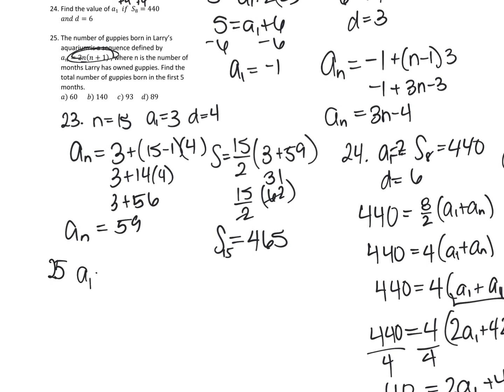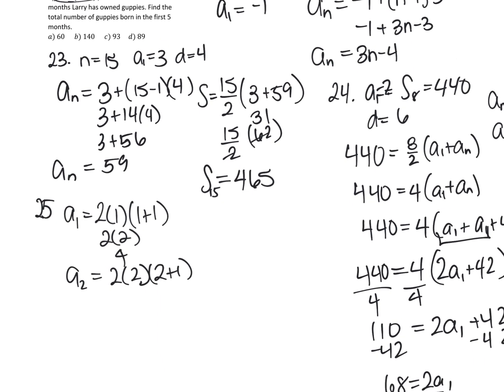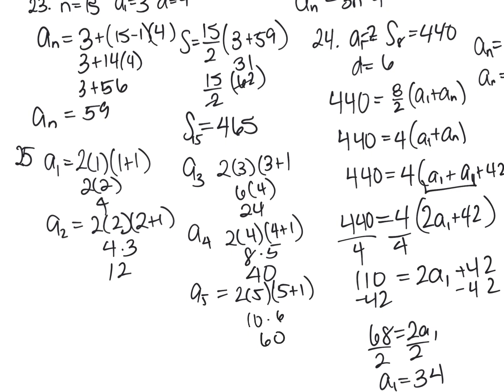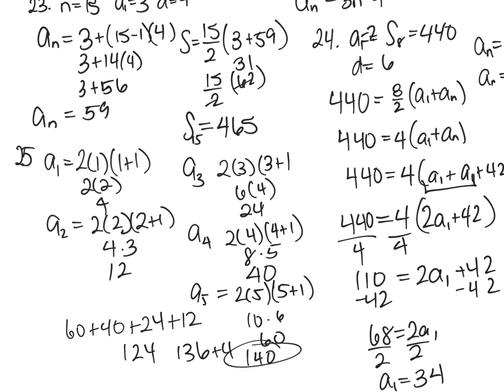So A1 is 2 times 1 times 1 plus 1, and that's 2 times 2, which is 4. Then A2 is 2 times 2 times 2 plus 1, that's 4 times 3, 12. And A3 is 2 times 3 times 3 plus 1, 6 times 4, 24. A4 is 2 times 4 times 4 plus 1, 8 times 5 is 40. And A5 is 2 times 5 times 5 plus 1, that's 10 times 6, which is 60. Now I have to add 60 plus 40, that's 100, plus 24, that's 124, plus the 12, 136, plus the 4, 140, and that's the total number of guppies born.